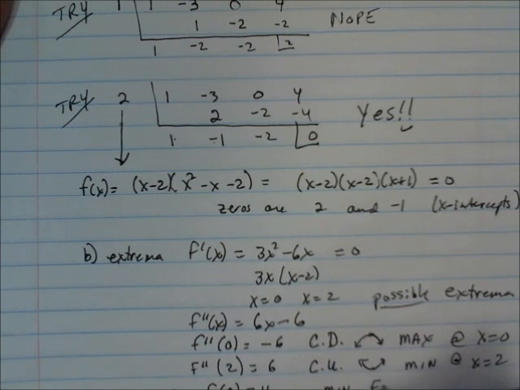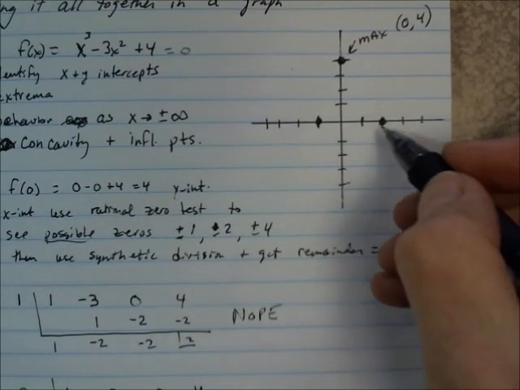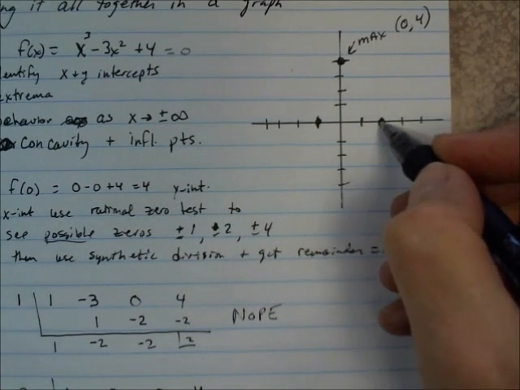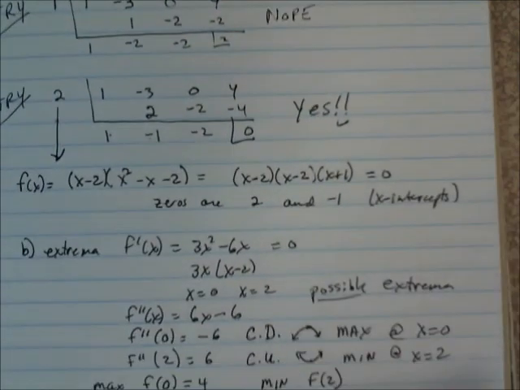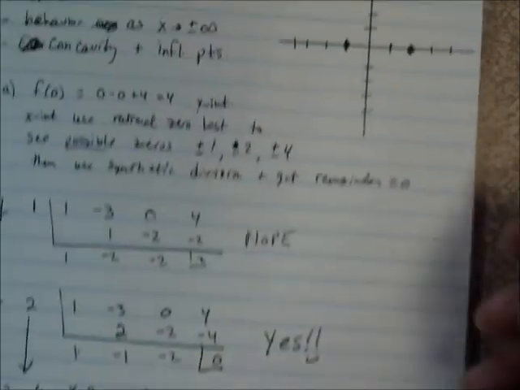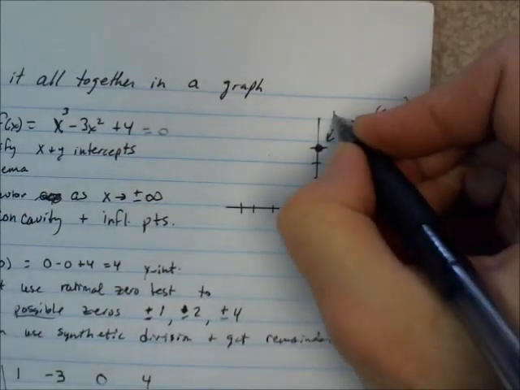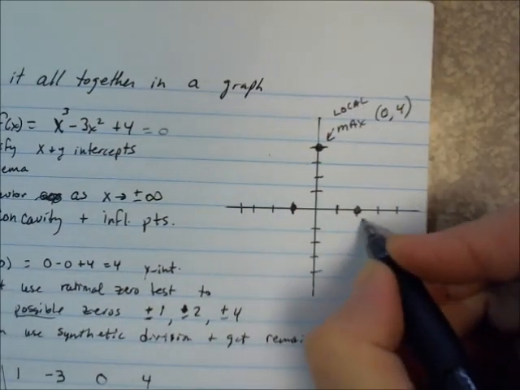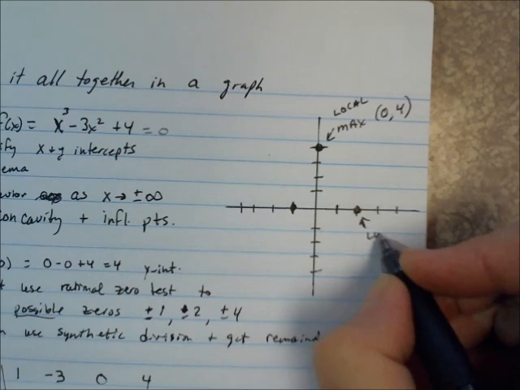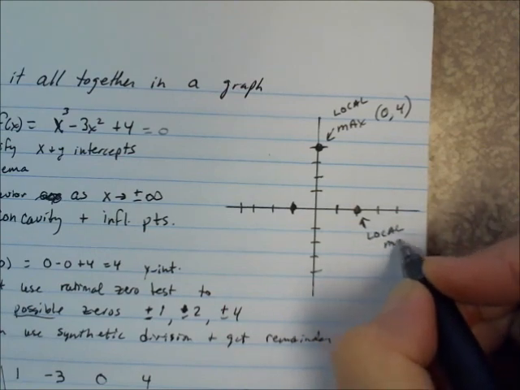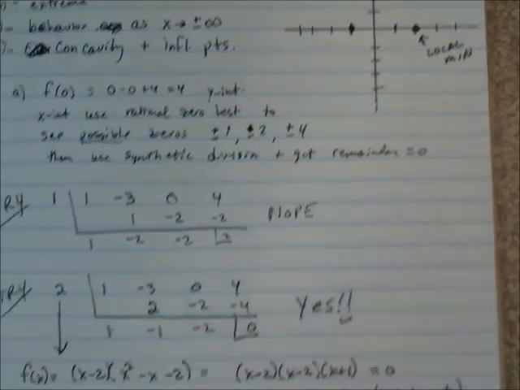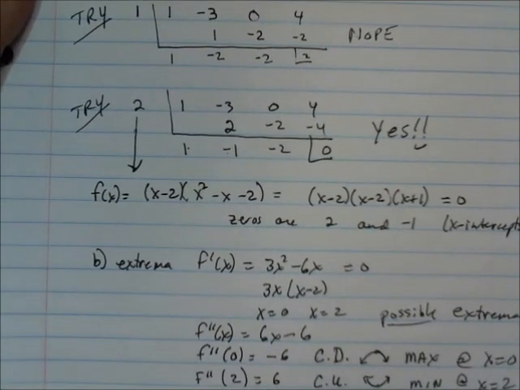And then our min, we're going to have to find f of 2. Well, we've already found f of 2 because that is one of our x-intercepts. F of 2 is equal to 0. So this point right here will be a local min. Oh, let's write local. This right here will be a local min. So we found our two extremas.